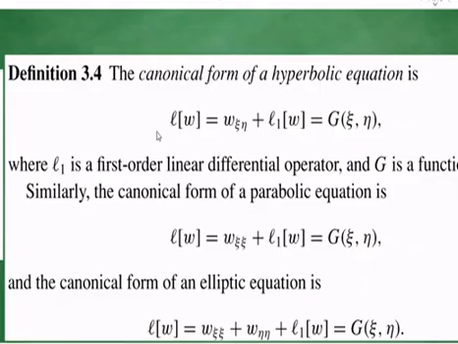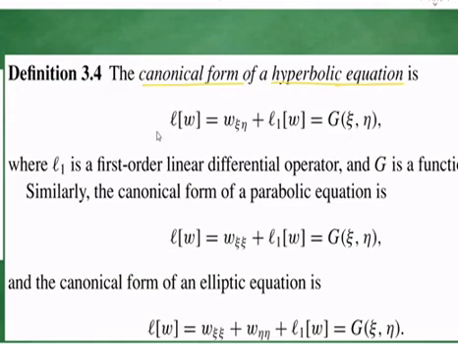So the definition is the canonical form of a hyperbolic equation. First we will discuss the hyperbolic equation. Its canonical form is LW equal to W theta eta plus L1 of W equal to G of theta eta, where L1 is a first order linear differential operator and G is a function of theta and eta.